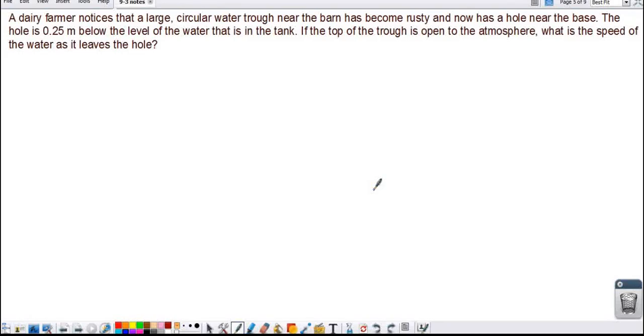A dairy farmer notices that a large circular water trough near the barn has become rusty and now has a hole near the base. The hole is 0.25 meters below the level of the water that is in the tank. If the top of the trough is open to the atmosphere, what is the speed of the water as it leaves the hole? Okay, so here we've got a large circular water trough.